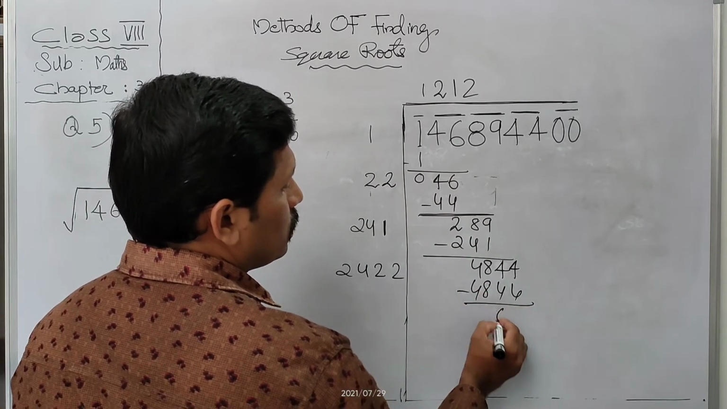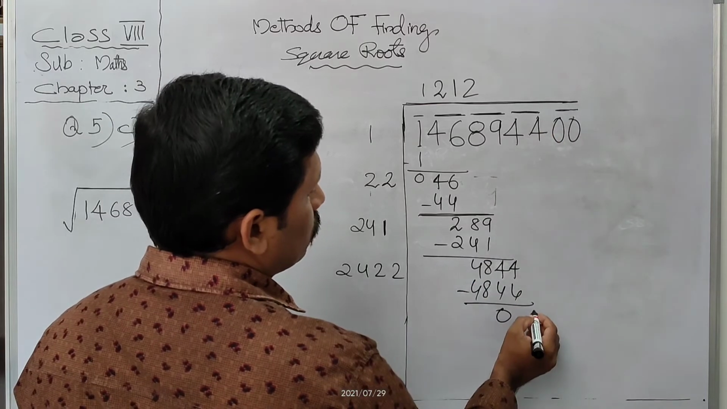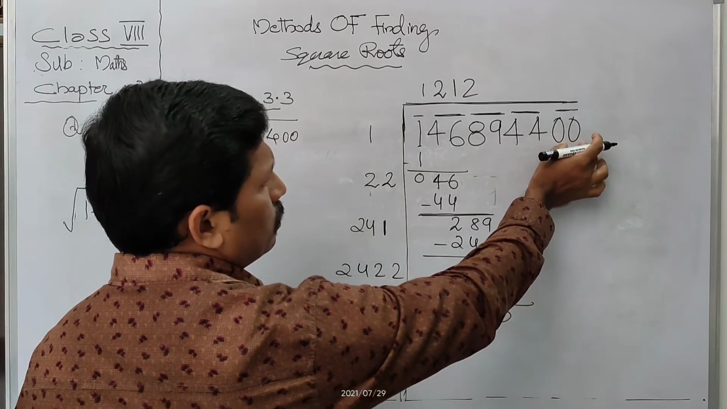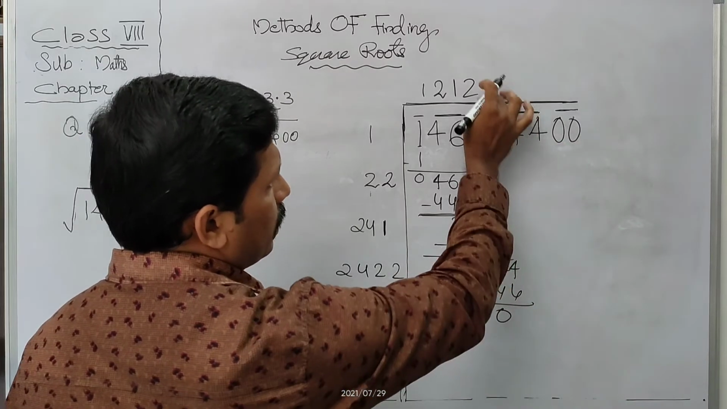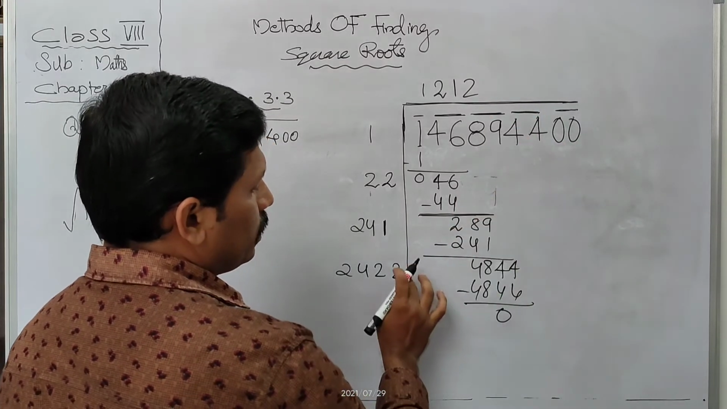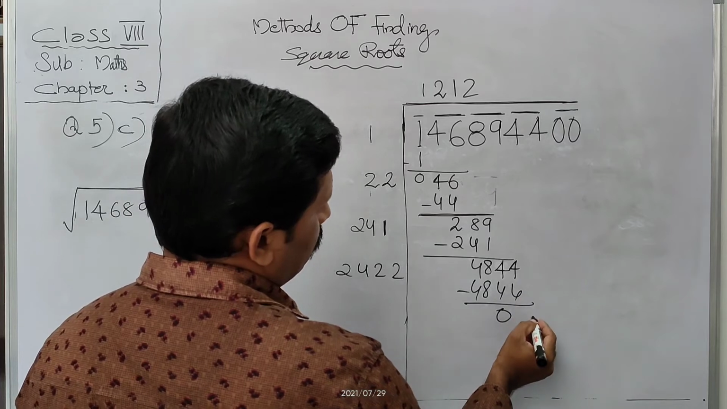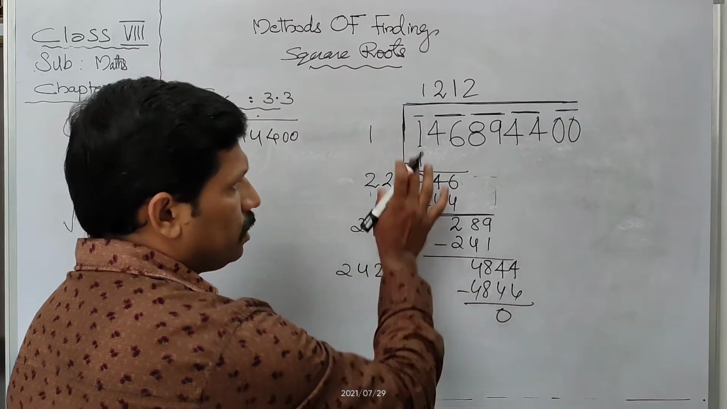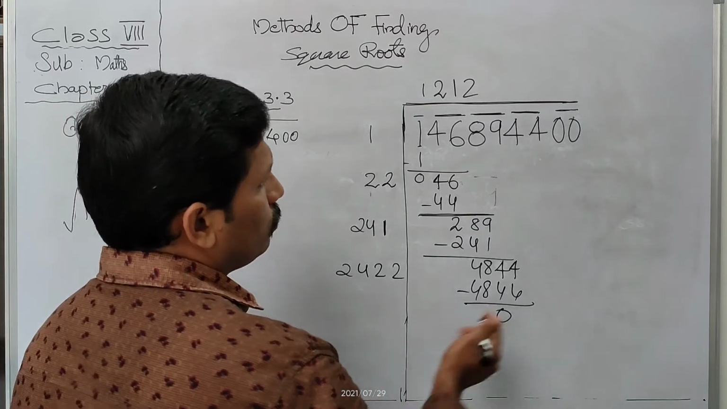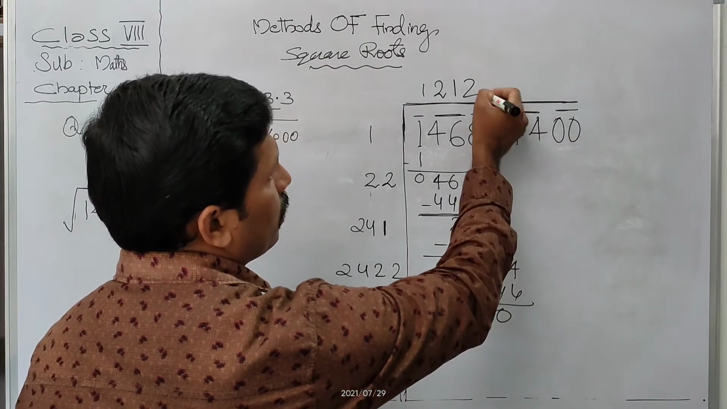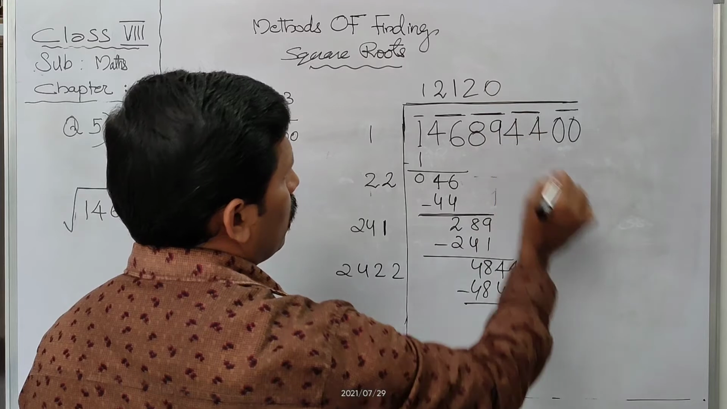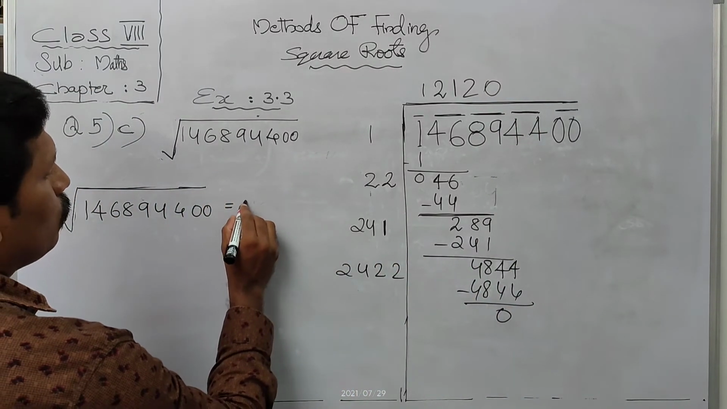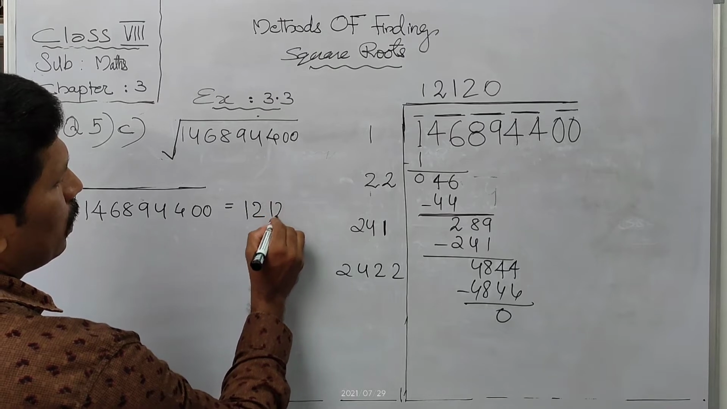Already we got 0. And the last, one more group, as there is only one digit, that is 0, then we can directly write this 0 here and here. But if we take one more step, then 00 will be placed here, then 0. There is no need to continue. As it is 0, we can directly put 0 here in the answer. Okay. So the root of this number is equal to 12,120.